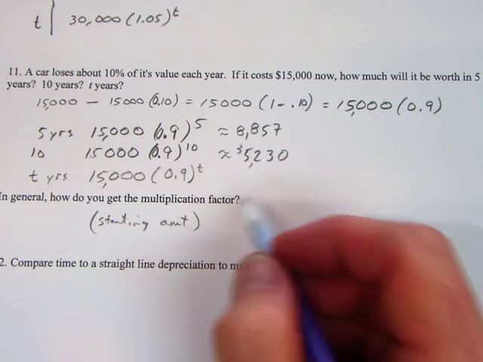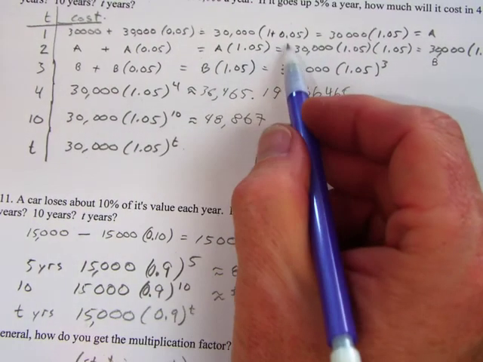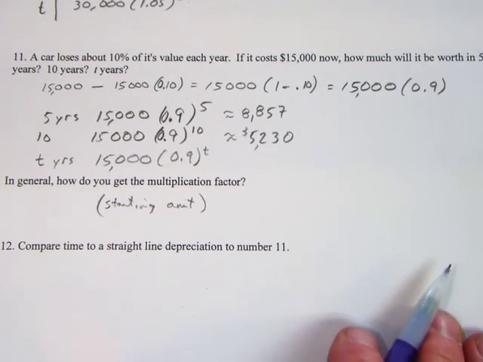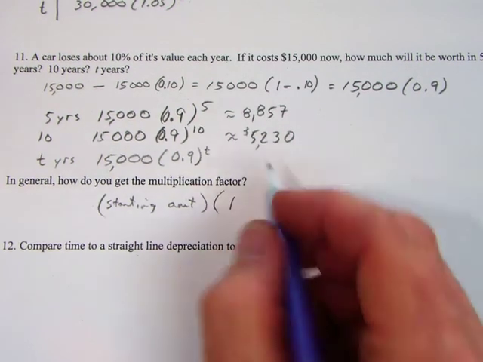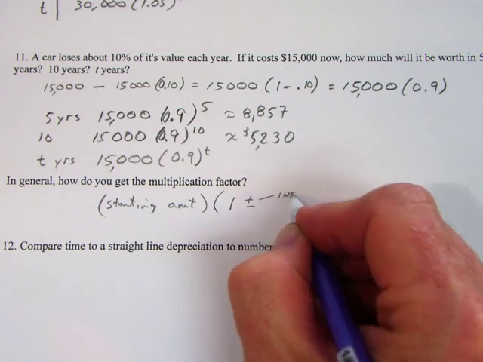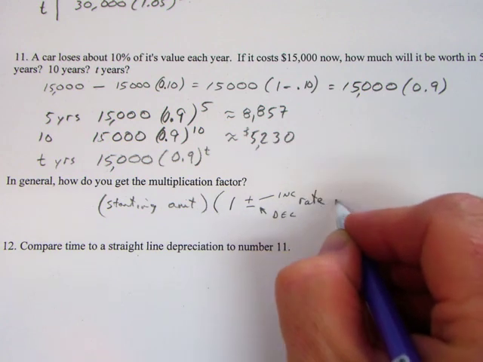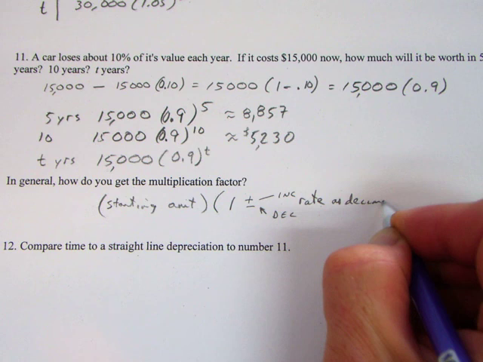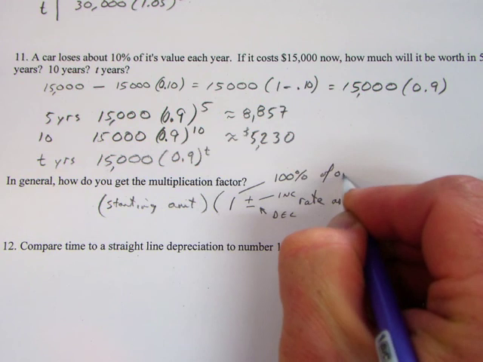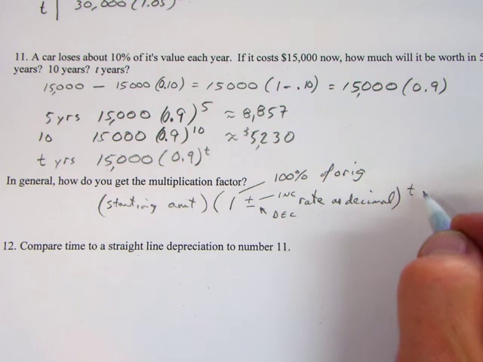And then what are we doing? When we looked here, it was 1 minus 0.10, and up here was 1 plus 0.05. What does the 1 mean? Because we're going to have that same thing. It's going to be 1 plus or minus. It's going to be plus if we're increasing and minus if we're decreasing, and the rate as a decimal. What does the 1 mean, though? The 1 means 100% of the original amount. And then this thing will be raised to the t.